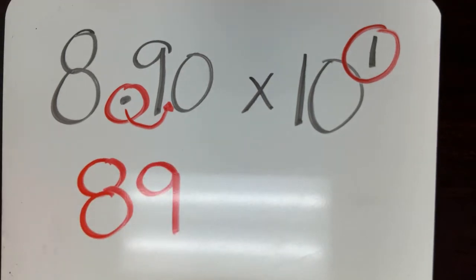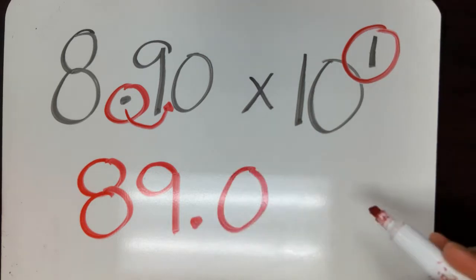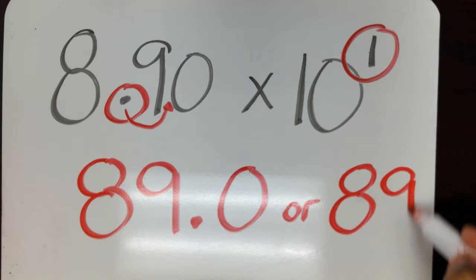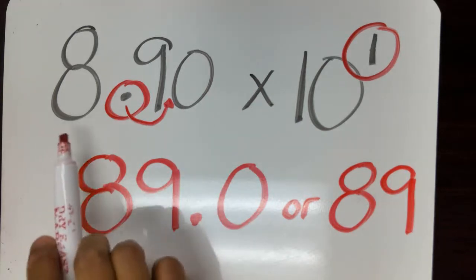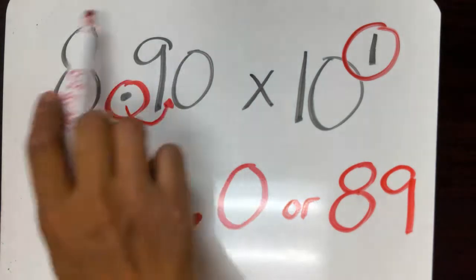89, right? Should we express it as 89.0 or just plainly 89? Let me know your answer. Should it be 89.0 or 89? I put 89.0. Okay. But to decide, look at your given again. Your given has how many significant figures initially? 8.90.